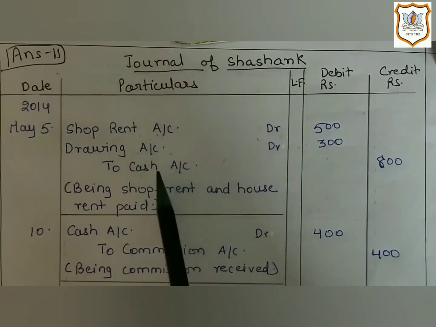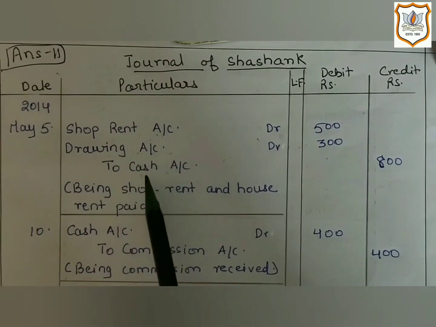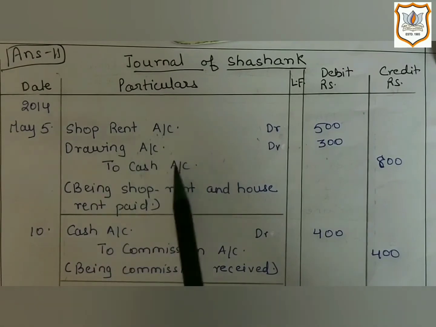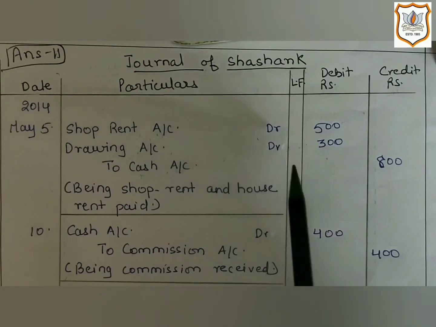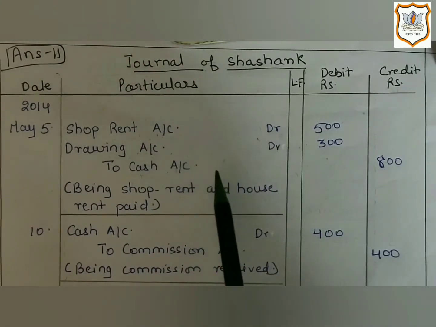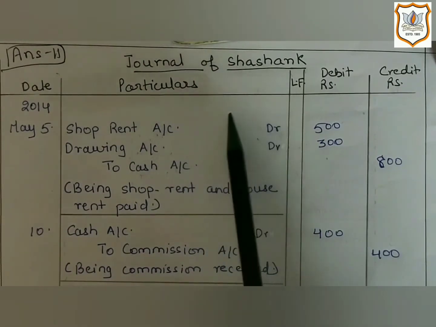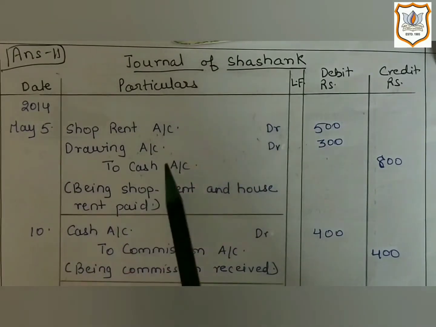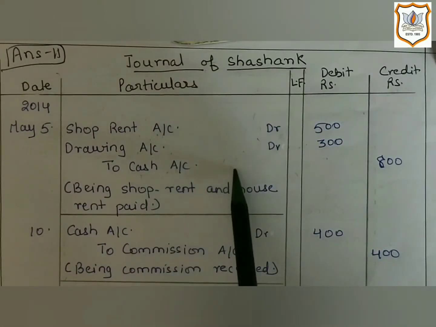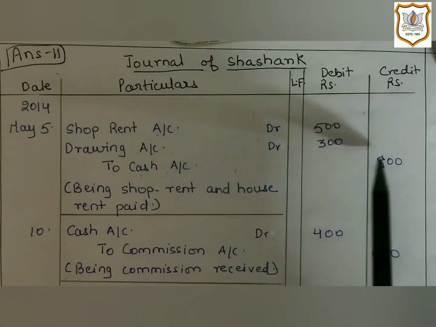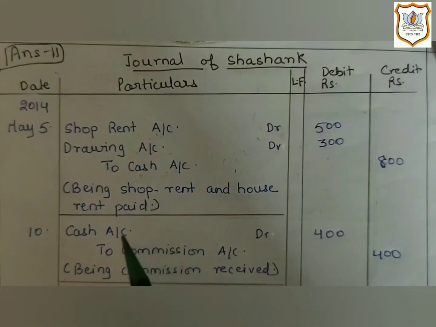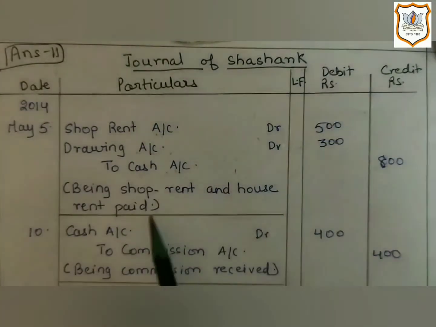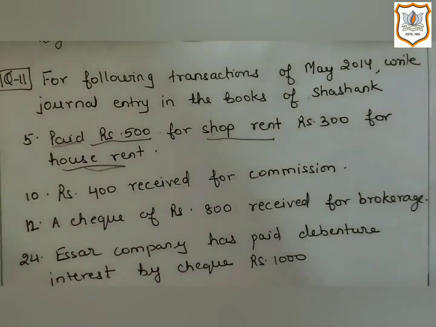Here we have applied the rule of real account, which says that debit what comes in and credit what goes out. So here cash is going out of business as owner has made payment for both these expenses. That's why cash is decreasing. So cash account will be credited. Here we will write narration, being shop rent and house rent paid. Now let's move to next transaction.